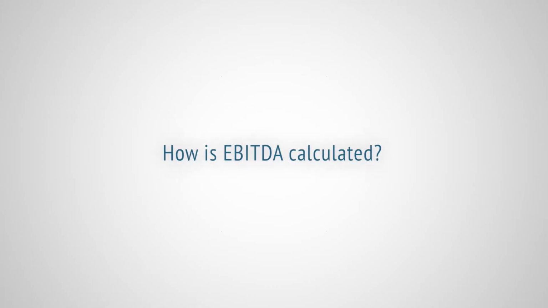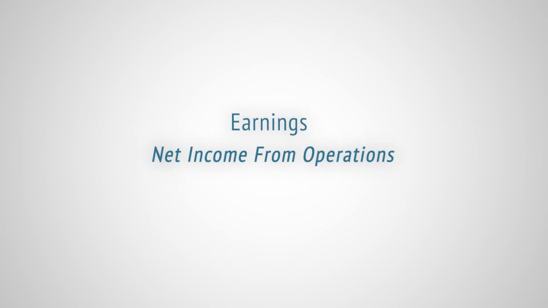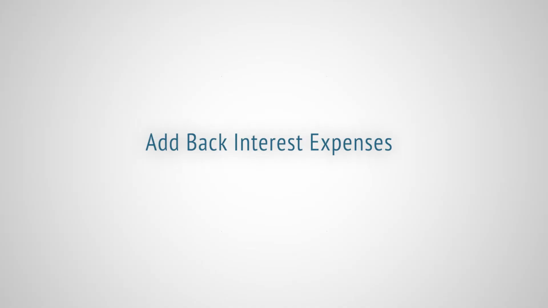The starting point for EBITDA is your company's earnings, which is also called net income from operations. This is what you'll find on your income statement using standard accounting. The next step is to add back interest expense to your earnings.